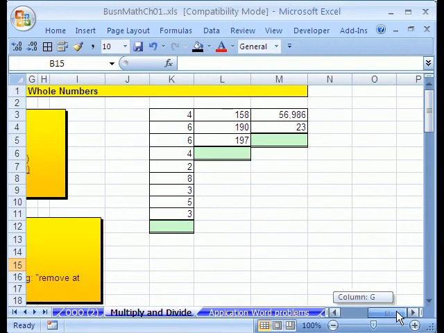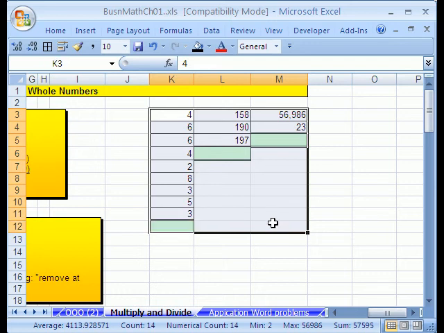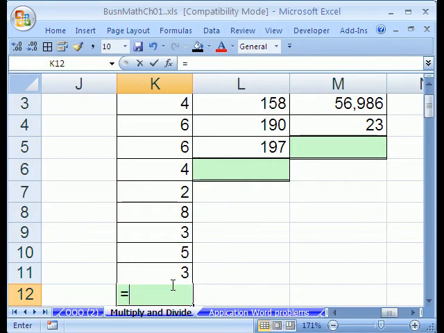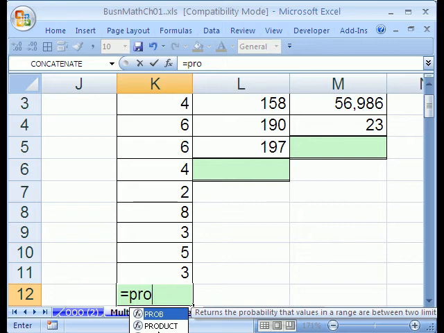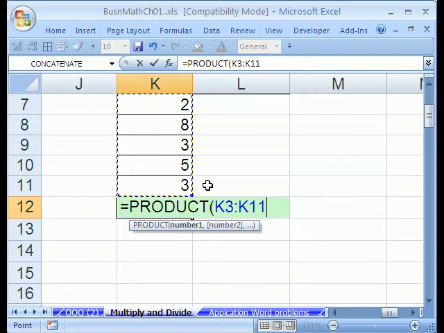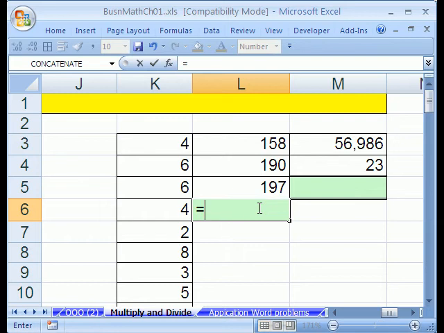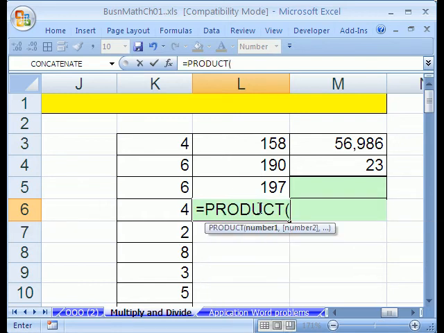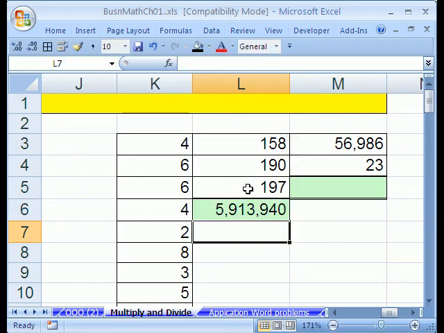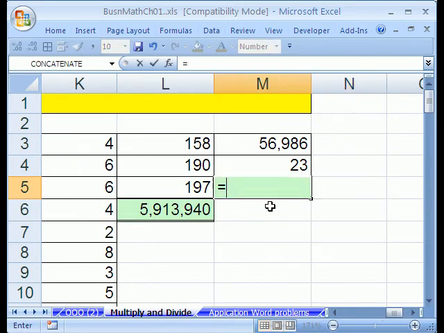Now, let's go over here and look at the product function. Because if you have a big, long line of things right here, you do not want to go times, times, times, times, times. So we'll say equals, we're going to use the product function here, equals product. And then I'm simply going to highlight this whole range right here. And then enter. And that multiplies it. Let's see here, equals product, and I'm going to highlight this and enter. And finally, equals product.